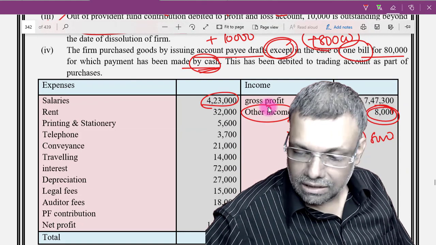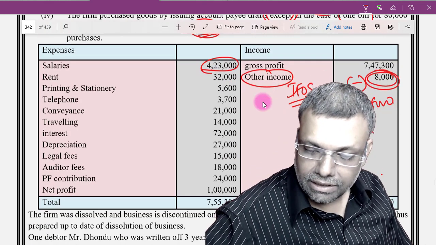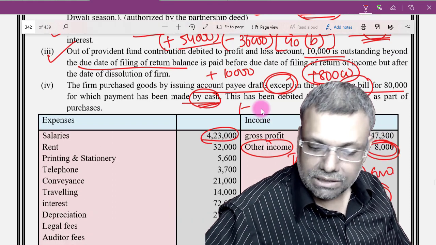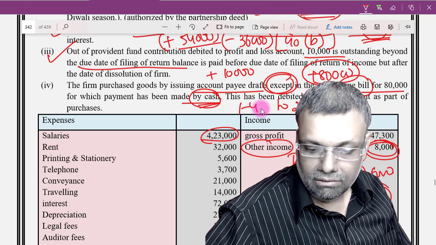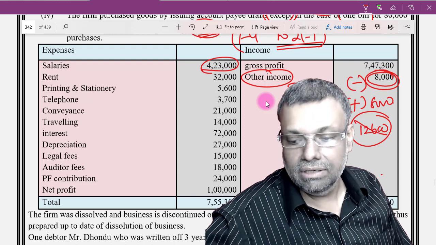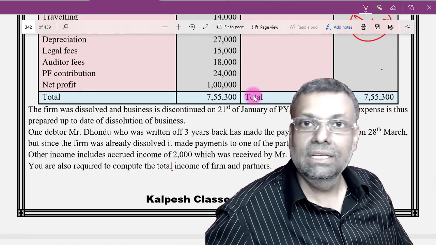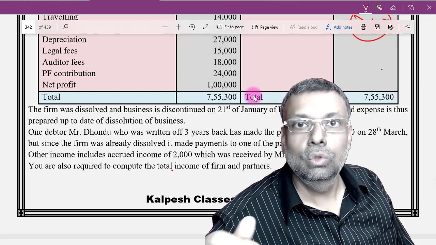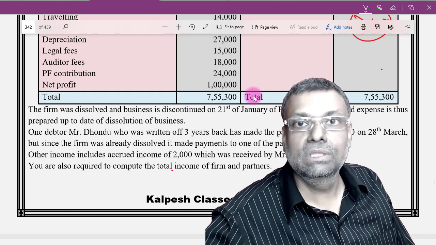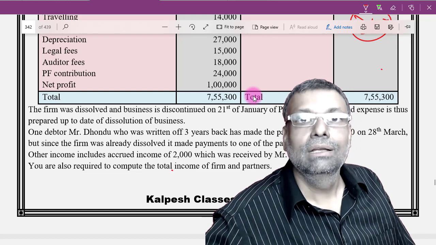Listen very carefully. See here, normally that recovery of bad debts you should have credited. No. See why you have not credited this 12,600 here. Why? Because your income and expenses are only for 1.4.22 to 21.1, and up to 21.1 there is no such income, there is no such recovery. That's the reason it is not shown on the profit and loss credit side. Okay, and therefore this money is not accrued to the firm for the period for which the firm is existing. The firm is actually dissolved on 21st of January.